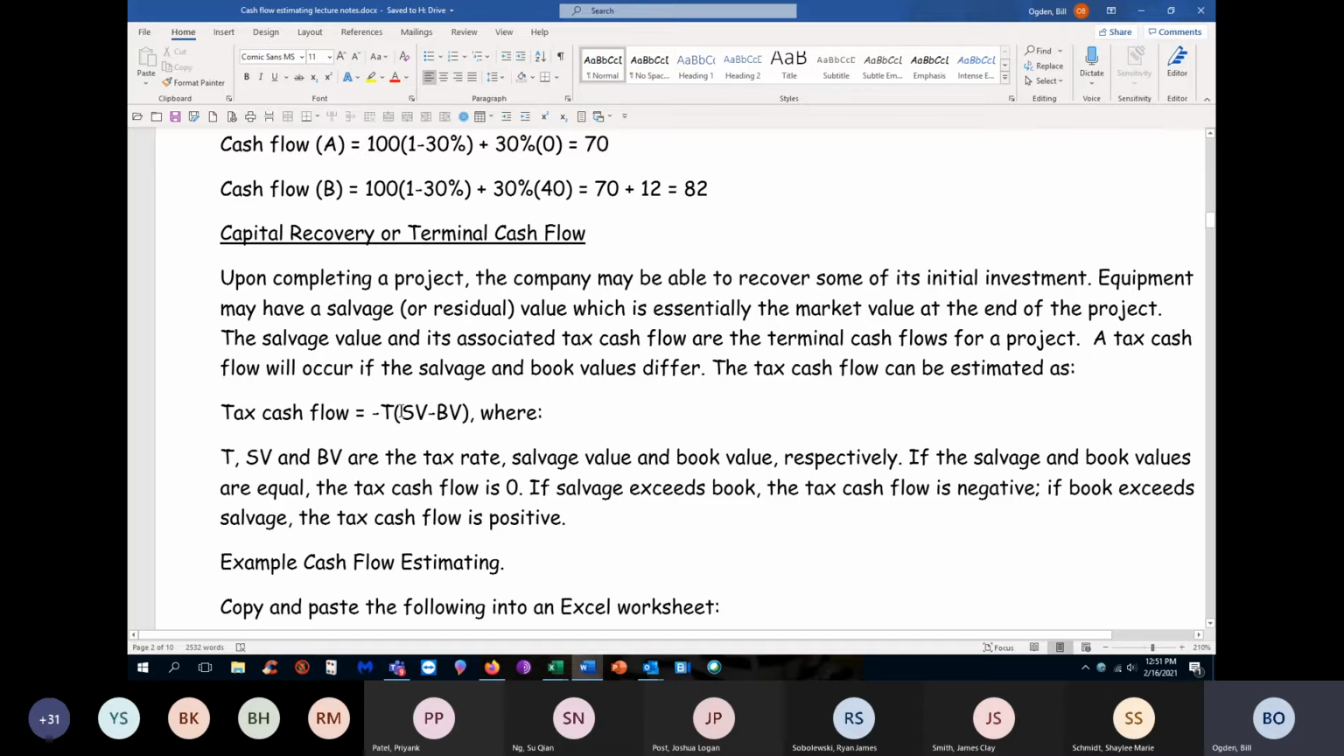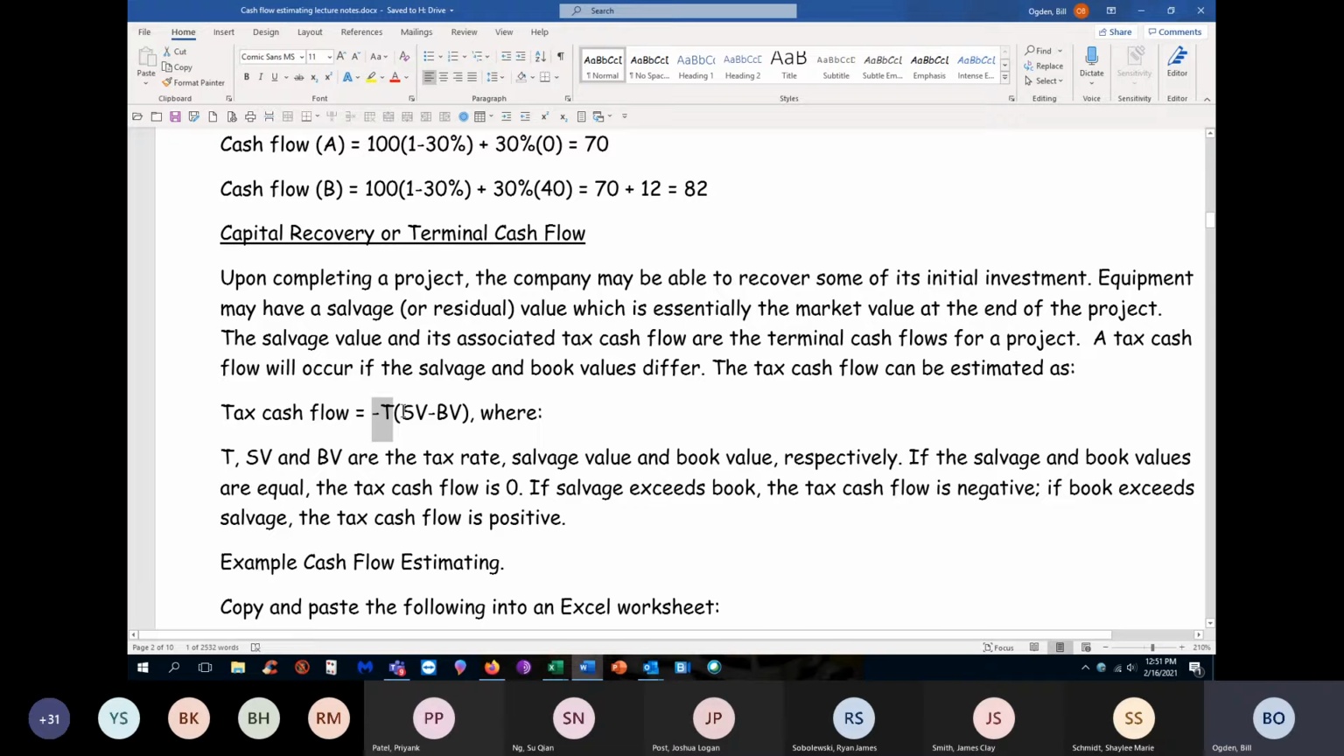Okay, what happens if the salvage or market value exceeds the book? Well, in that case, this is a gain, and it's treated as ordinary income, and it is taxed at a rate of t. So we'll get a negative cash flow here, won't we?